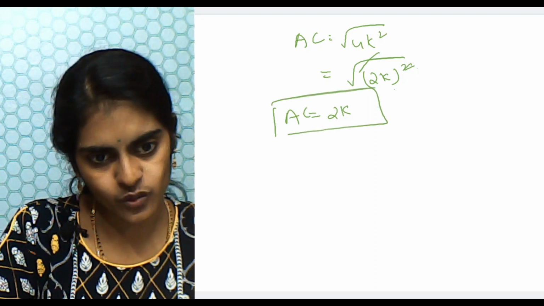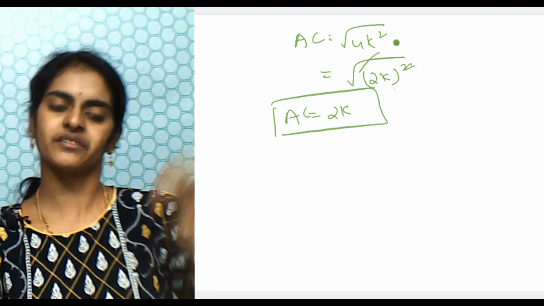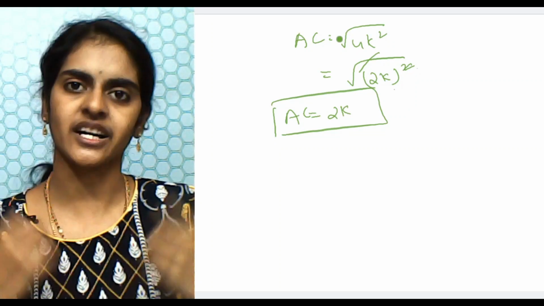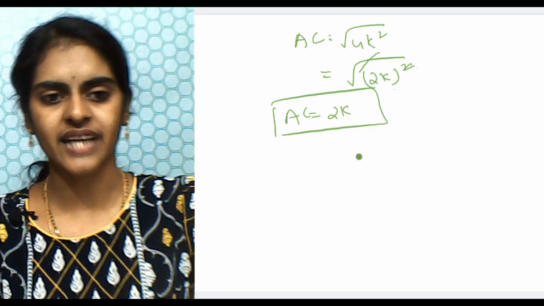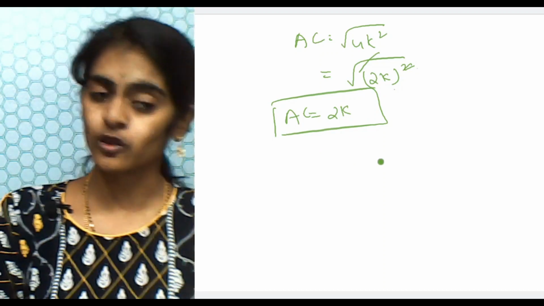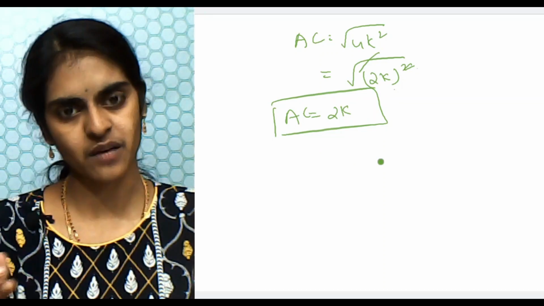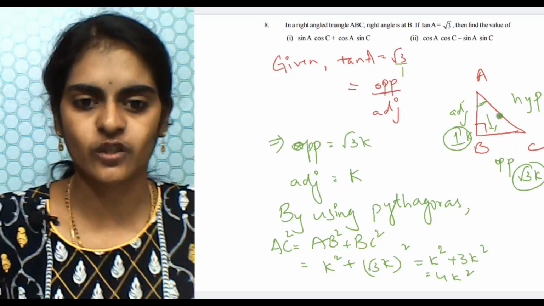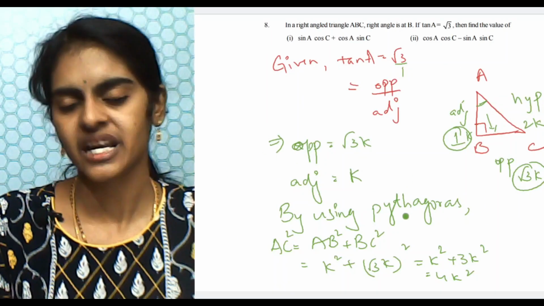So AC is 2K. Now, if you know the basics of these calculations, the problems will be easy. So the step is you have to understand the concept. Calculations, I hope you know them very well: LCMs, simplification, square roots. I think you know them very well, right? So you got it as 2K, right?